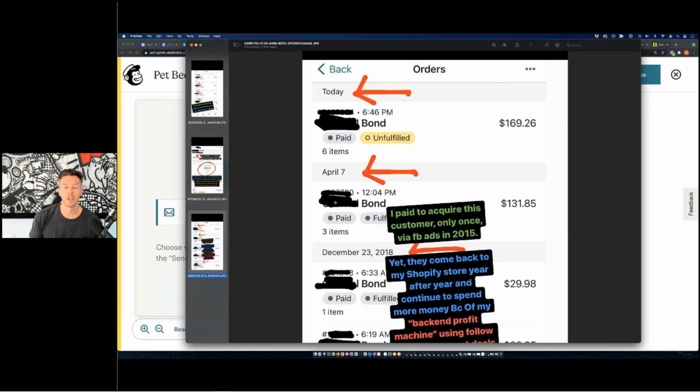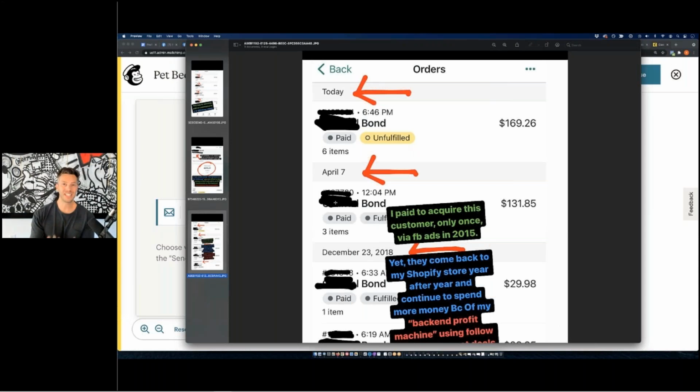And guess what? For 2.5 years, every single week, I sent them an email. They didn't open it or click it or buy anything, but they got it. And then one day, just like every other week that they didn't open an email or buy anything, on April 7th, they decided to open up an email. And they spent $131. And then this week, it's going to be May 30th or something like that, they spent $170.